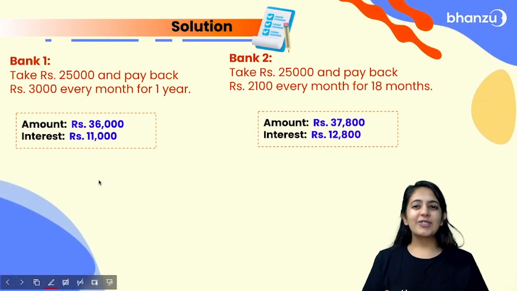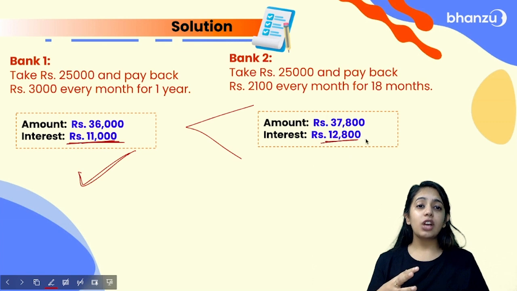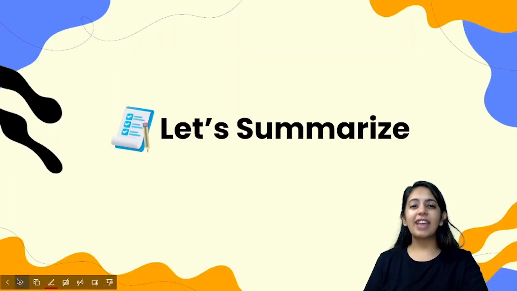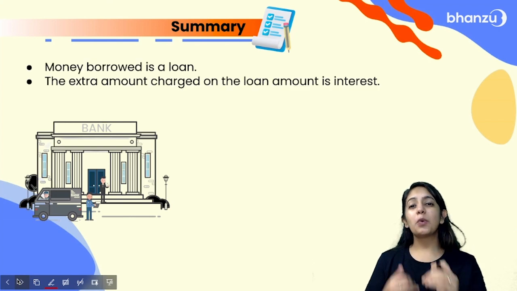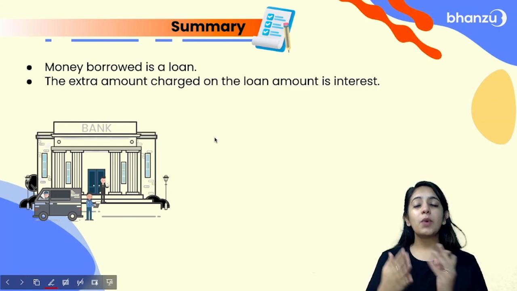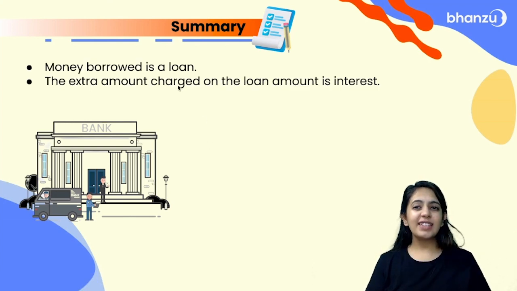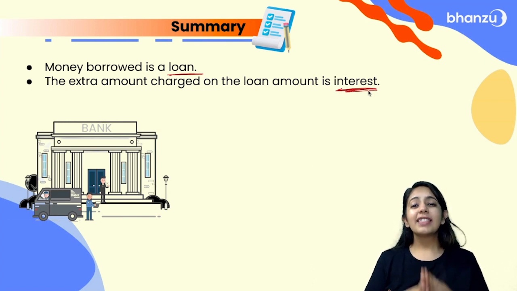Of course, he's going to choose bank number 1 because the interest charged on it is way lesser, and the interest charged on bank number 2 is way more. Alright, now let's summarize whatever we have learned today. We have learned what a loan is. A loan is the money that one borrows from the bank. And what is interest? The interest is the extra amount the bank charges from the person who takes the loan.